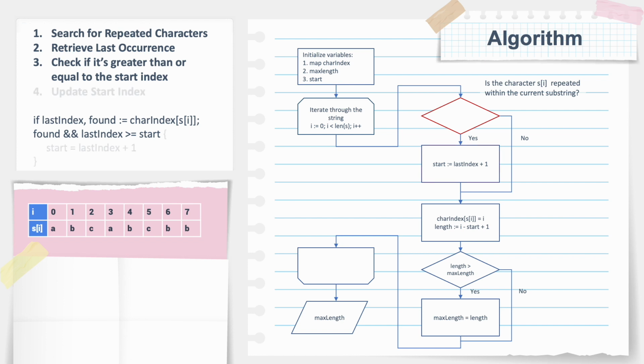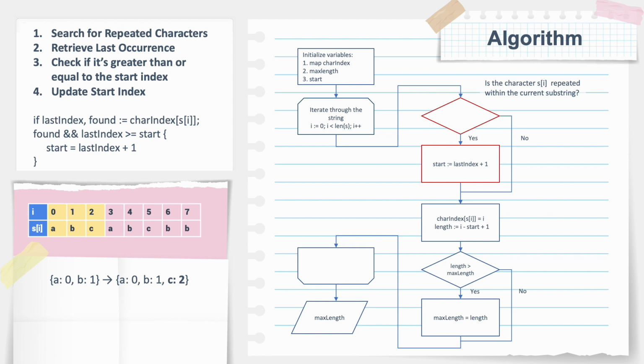And the last one, update start index. If both conditions are met, update the starting index of the current substring to exclude the previous occurrence of the character. Let's debug it a little to understand all conditions. I will start with step 3. Char: the current character being evaluated is C. Last index: C has not occurred before in the substring. Found: the value of found is false, indicating that C has not been encountered in the substring before. Start: the start index of the current substring is not changed.